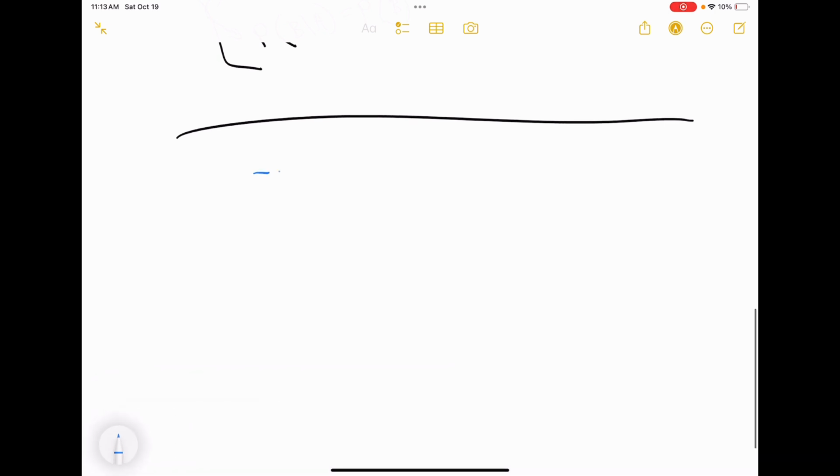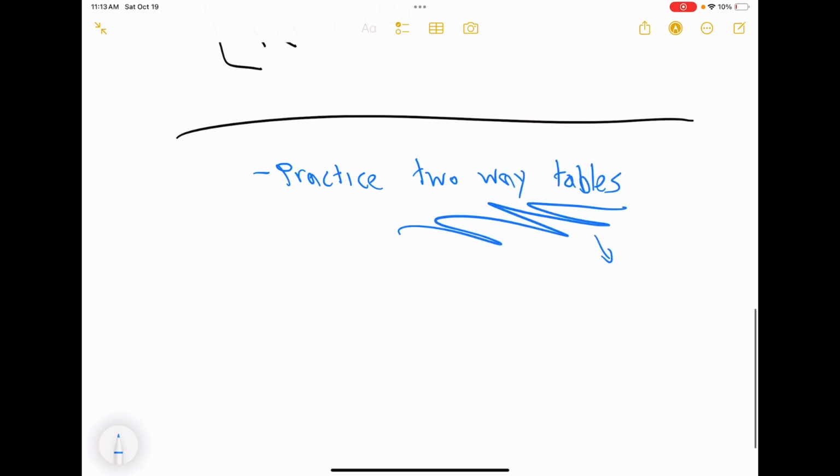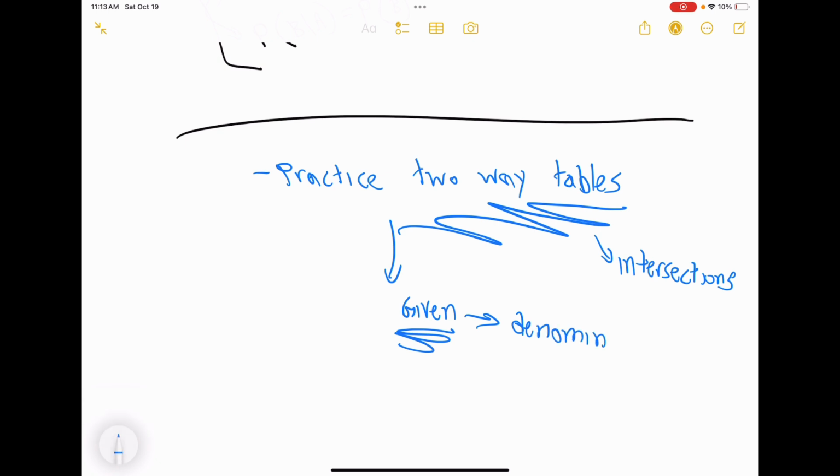Huge point. I know you know this. Practice your two-way tables. Practice your intersections. Remember that your givens, whatever that given is, that's going to be your denominator. Denominator is your given, right? So given that blank is true, you already should be looking at the total of the thing that's given, and that will be your denominator, right?